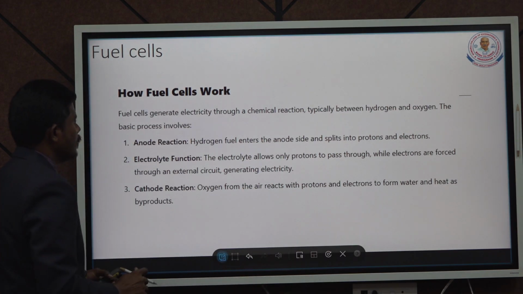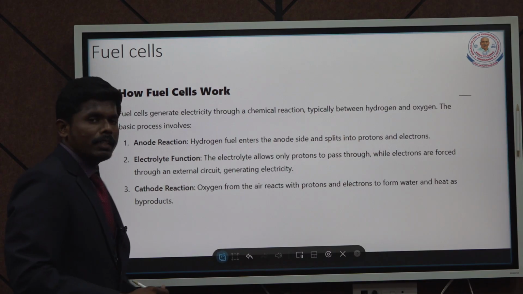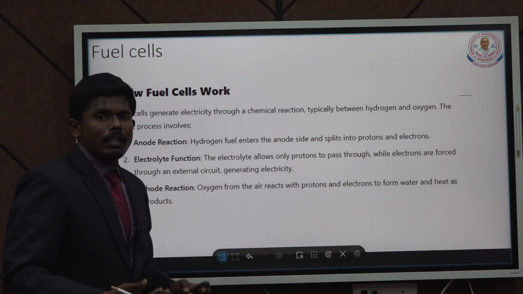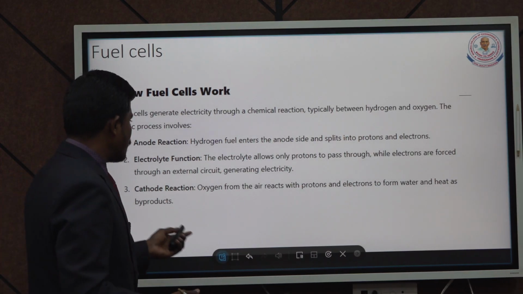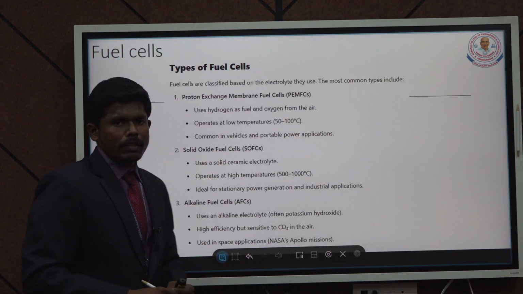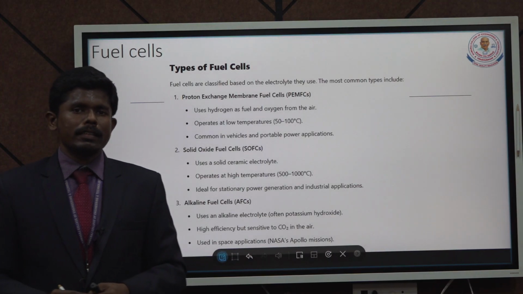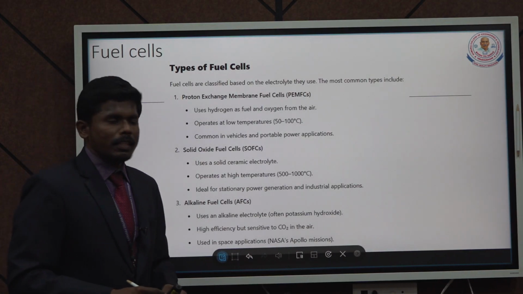So here we have the fuel cells. Main requirements are anode reaction, electrolyte function, and then cathode reaction. The functionality we discussed elaborately already. And what would be the difference? Many types of fuel cells are available in the market. What makes the difference? Let us see.